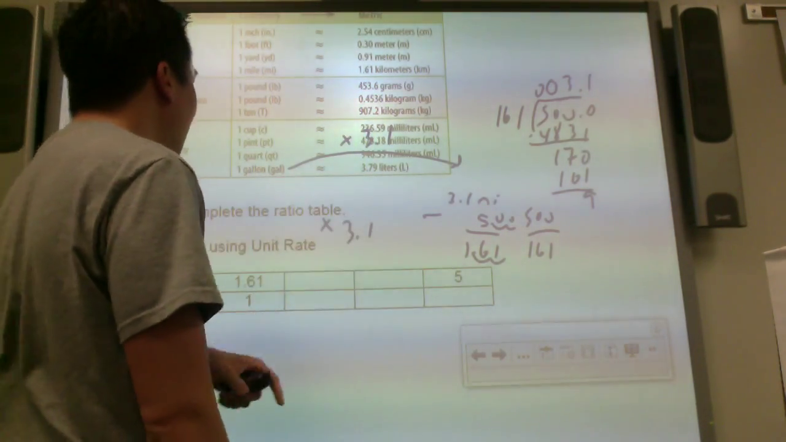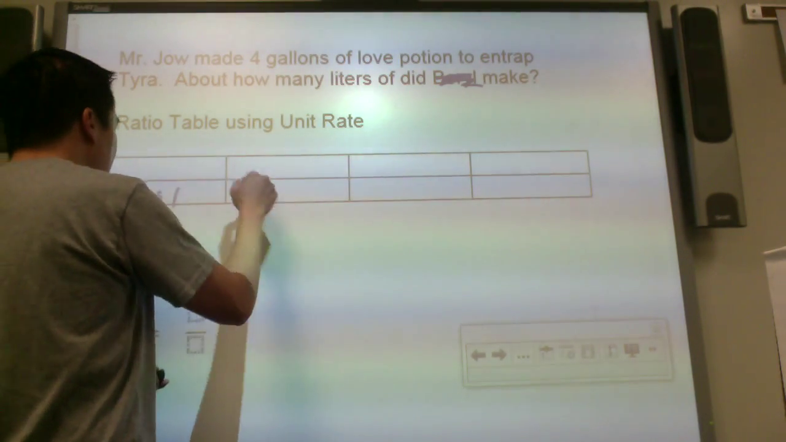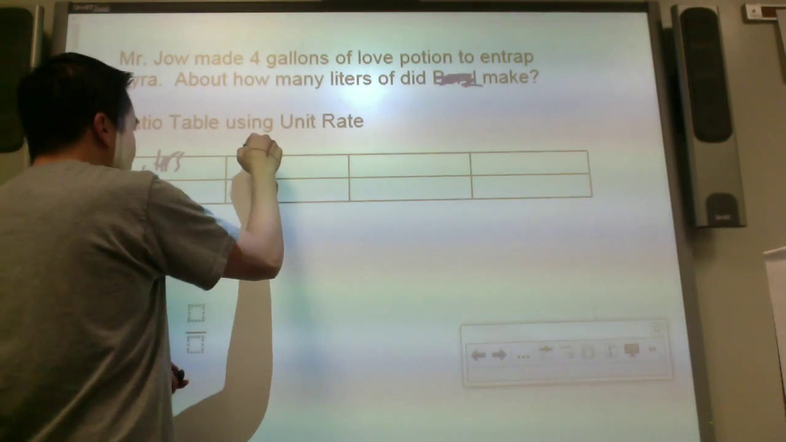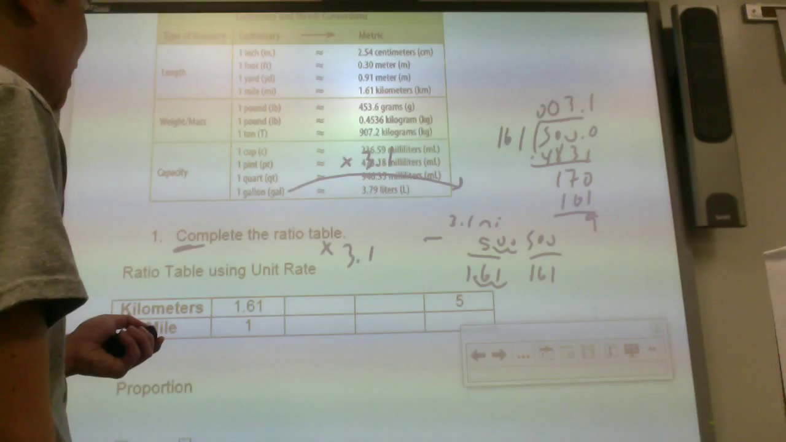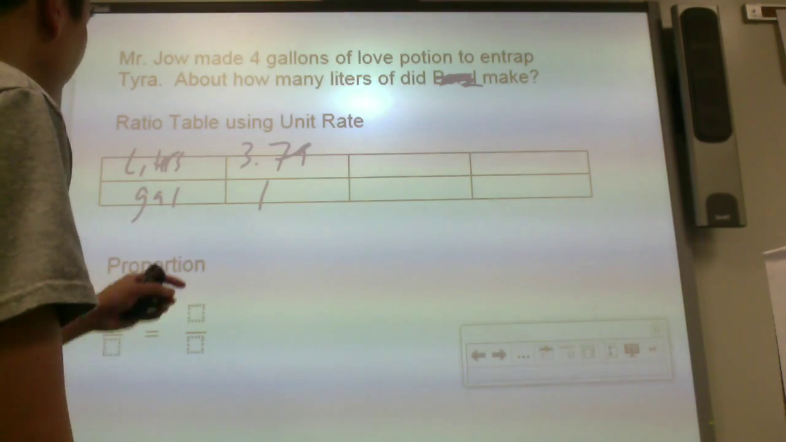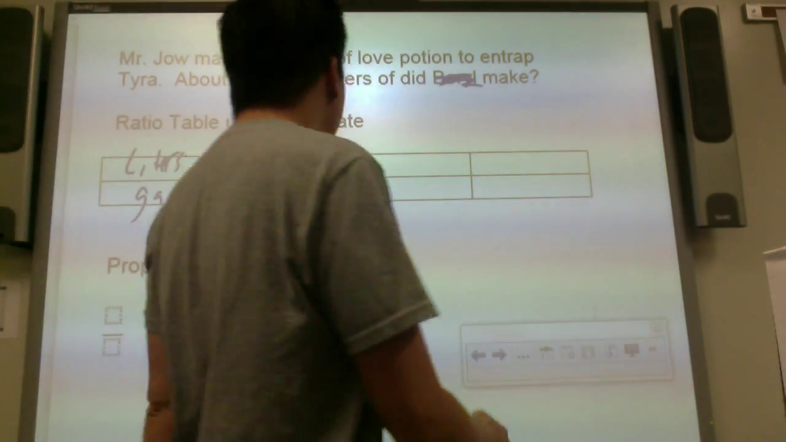Right here. 1 gallon is 3.79 liters. So gallon is 1, liters is 3.79. Was that it? Yeah, it is. So for every 1 gallon, it's equivalent to 3 and 79 hundredths.